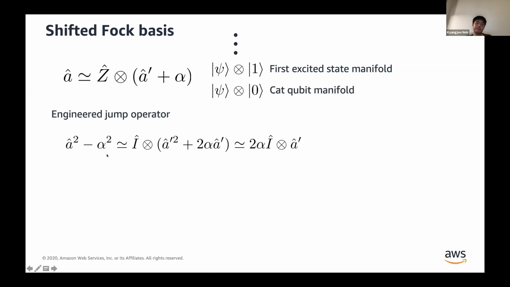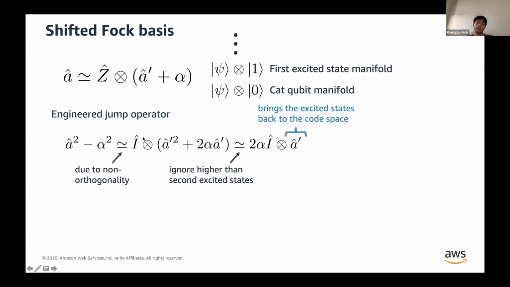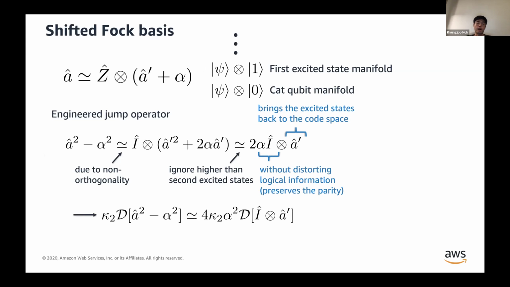What's shown here is that if we express this jump operator in the shifted Fock basis, then we immediately see that this engineered dissipation brings the excited states manifold back to the code space. If we look at the auxiliary part, we can understand whether the system is in the ground state manifold or in the first excited state manifold, and we can immediately see that this engineered dissipation brings the excited states back to the code space. And also while doing that, because the Pauli Z operator squares to identity, we can see that this engineered dissipation does not distort the encoded logical information.